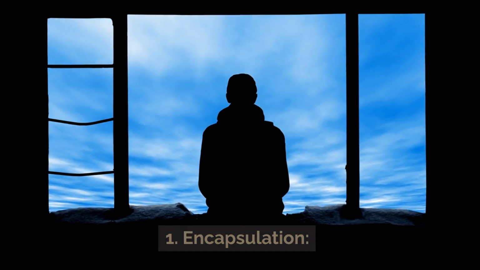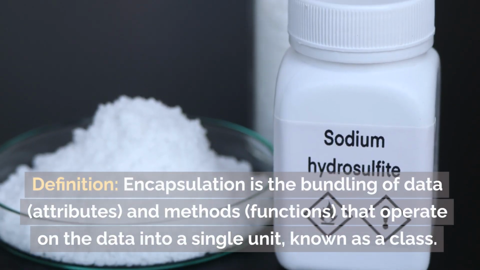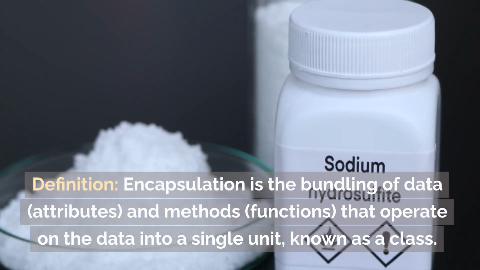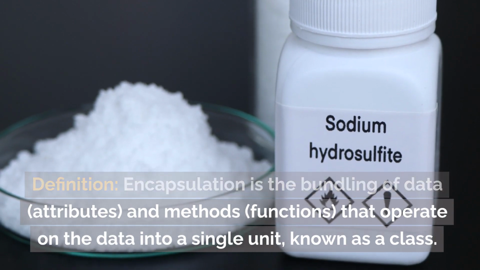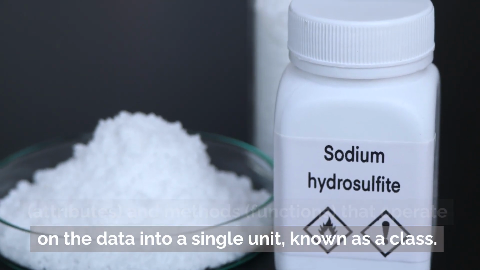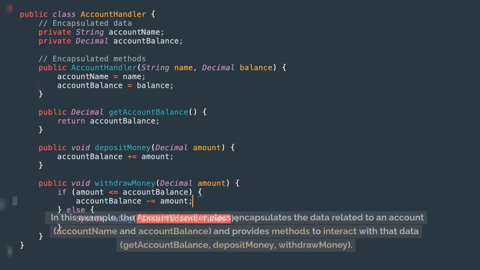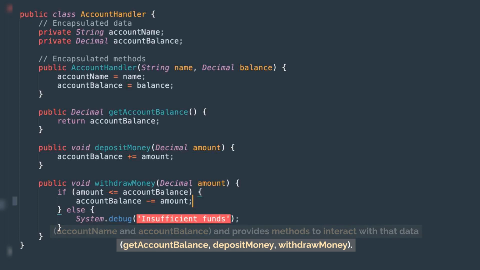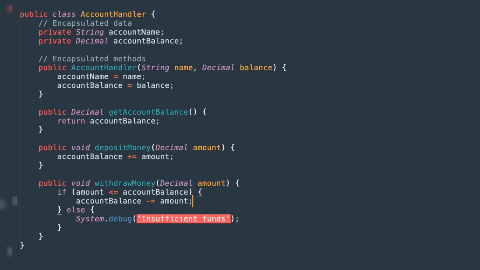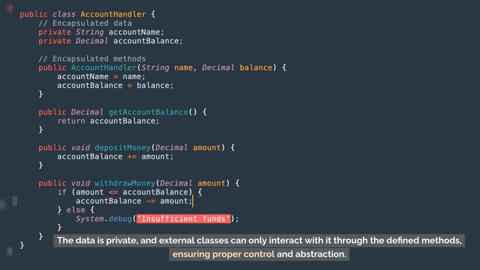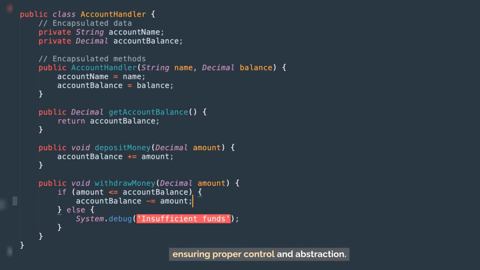1. Encapsulation. Definition: Encapsulation is the bundling of data (attributes) and methods (functions) that operate on the data into a single unit, known as a class. In this example, the account handler class encapsulates the data related to an account name and account balance, and provides methods to interact with that data: get account balance, deposit money, withdraw money. The data is private, and external classes can only interact with it through the defined methods, ensuring proper control and abstraction.